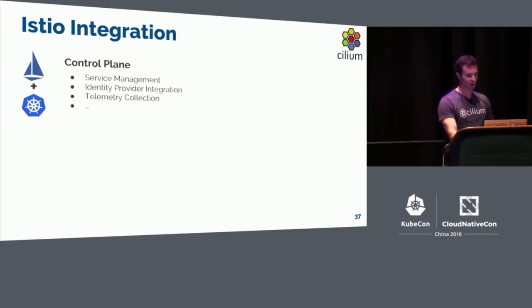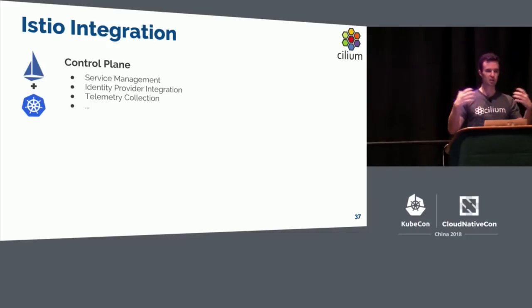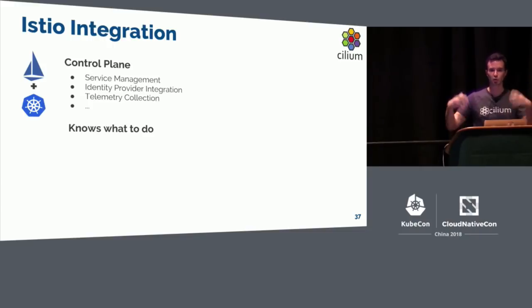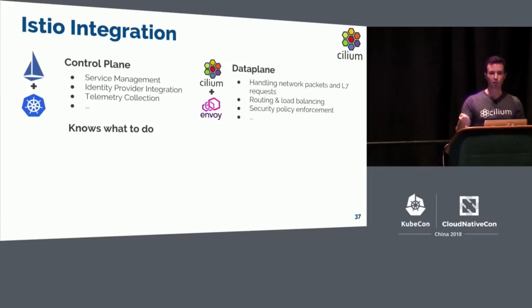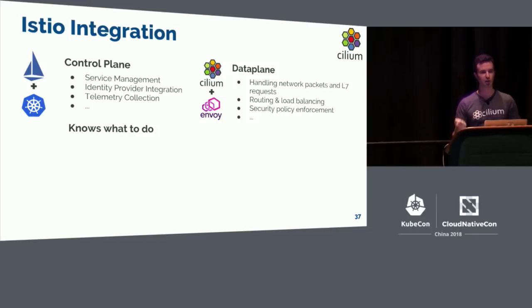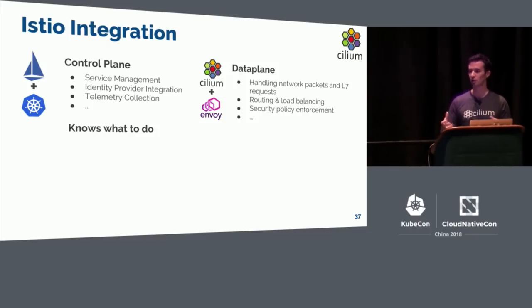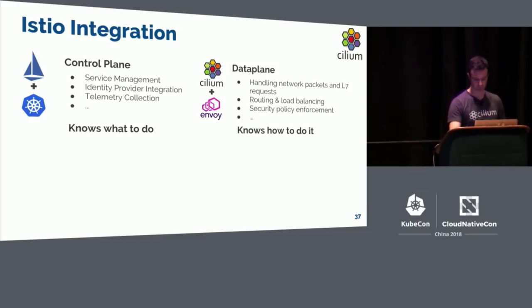Istio integration. So we get this question asked a lot. What is the difference, Envoy, Istio, Cilium, Kubernetes? So Istio primarily, and I'm simplifying this a lot, but Istio and Kubernetes are basically control planes, right? They do service management, identity provider integration, telemetry collection, a lot of other things. It basically knows what to do, right? Knows what services to run, knows what deployments to run, and so on. Cilium, Envoy, data plane. Actually handling network packets, L7 requests, doing routing, load balancing, security policy enforcement, and so on.